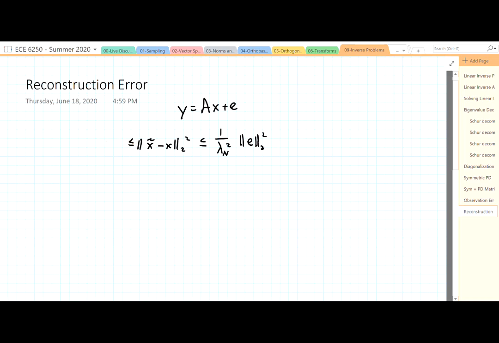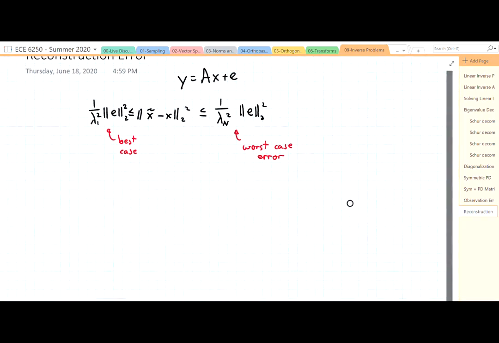On the other end of the spectrum, pun intended, we have 1 over lambda 1 squared. And so this is our best case error, and this would be our worst case error. So it's a pretty straightforward thing to do, and we went through how to see that previously. Now, what is our average reconstruction error, and how do we get that?